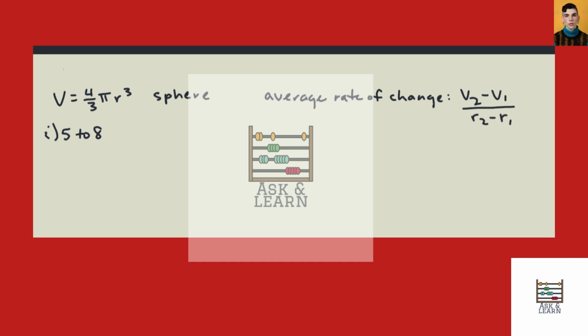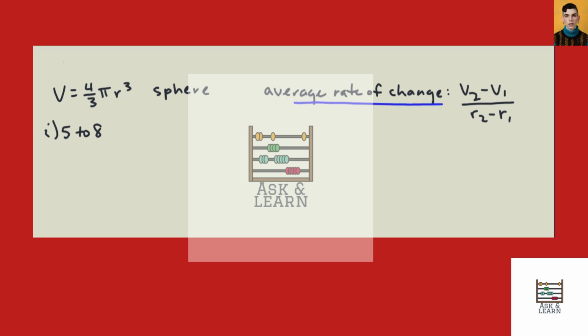This problem involves a sphere, and we're going to start out by finding some average rates of change. An average rate of change is like a standard slope, like y2 minus y1 over x2 minus x1. So for finding the rate of change from 5 to 8 for the radius measurements, what we need to do is take the volume for 8 minus the volume for 5 divided by 8 minus 5.